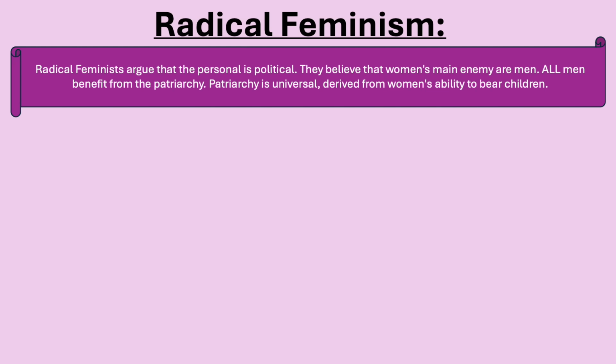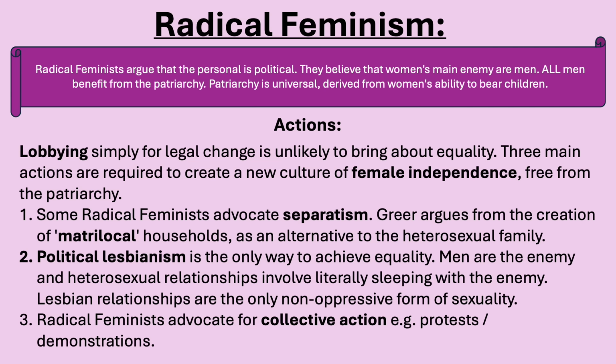So next we have radical feminism. Radical feminists argue that the personal is political. They believe that women's main enemy are men, and that all men benefit from the patriarchy. And patriarchy is a universal concept which is derived from women's ability to bear children, so basically give birth and carry children. So actions. Lobbying simply for legal change is unlikely to bring about equality, and 3 main actions are required to create a new culture of female independence free from the patriarchy.